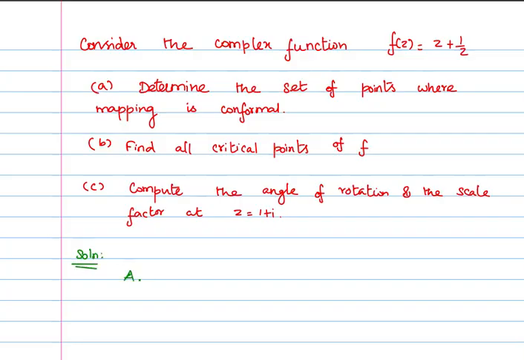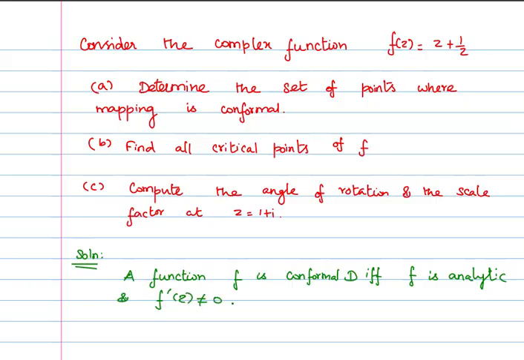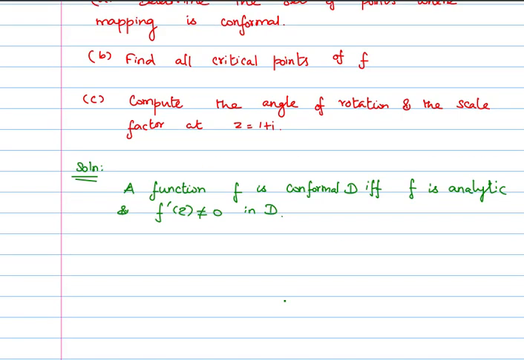So the result is: a function f is conformal at some point if and only if f is analytic and f prime of z is not equal to 0 in some region D. So this is the result I am going to use.